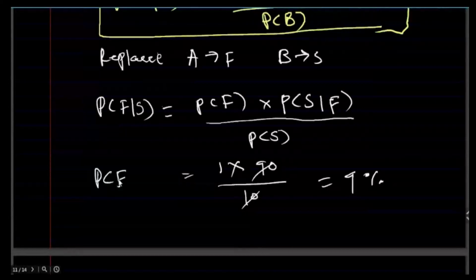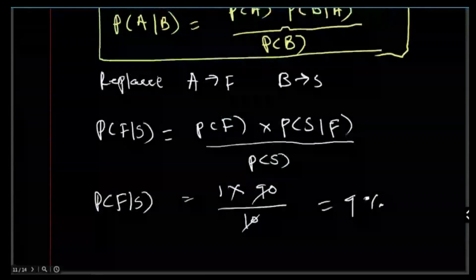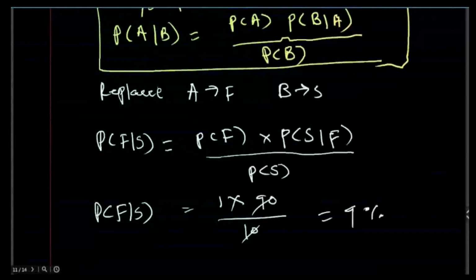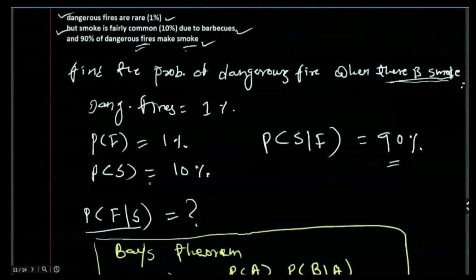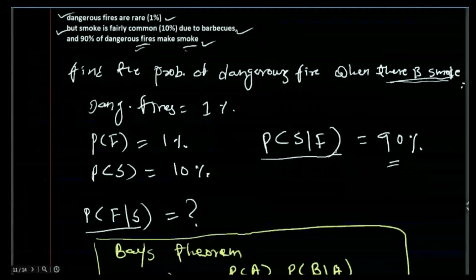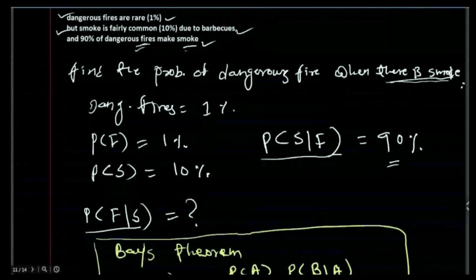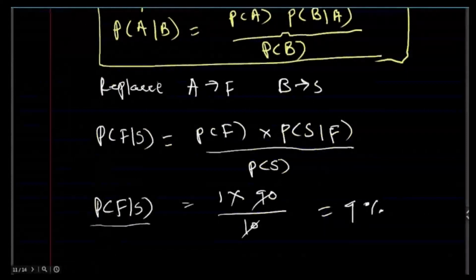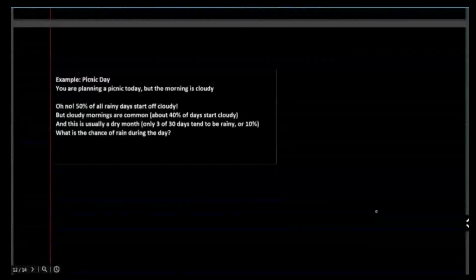So by using Bayes theorem, we have solved this example: probability of dangerous fire given that there is smoke. Because we know the probability of fire individually, the probability of smoke individually, and also that if there is a dangerous fire, the probability of smoke is 90%. Using this information and the Bayes theorem formula, we calculated the probability of a dangerous fire given that there is smoke as 9%. Now let us try to solve some more examples based on this.